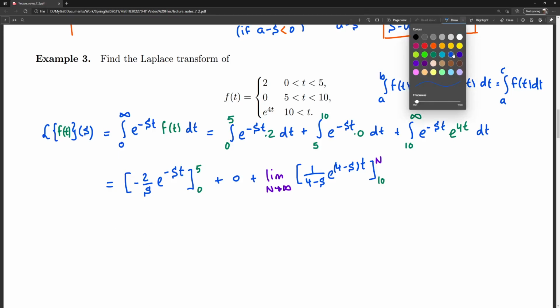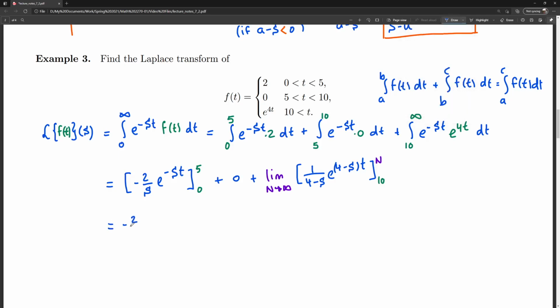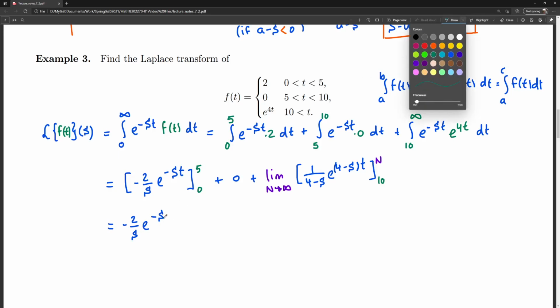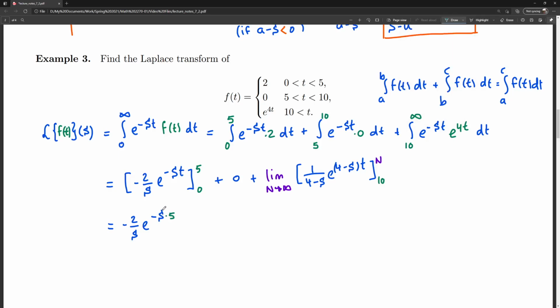So now the first part is just plugging in numbers. So negative 2 over s, e to the power negative... And now we still have to think that t is our variable and s is our constant in terms of the integral. So we get negative s, and then times 5. And you see I use these little extra notches on my s because otherwise my s's and 5s can get mixed up. So I plug in 5, and then I have to subtract the expression when I plug in 0.